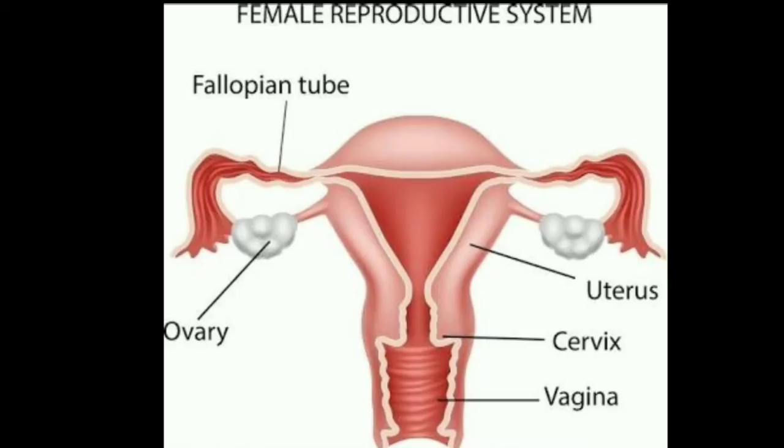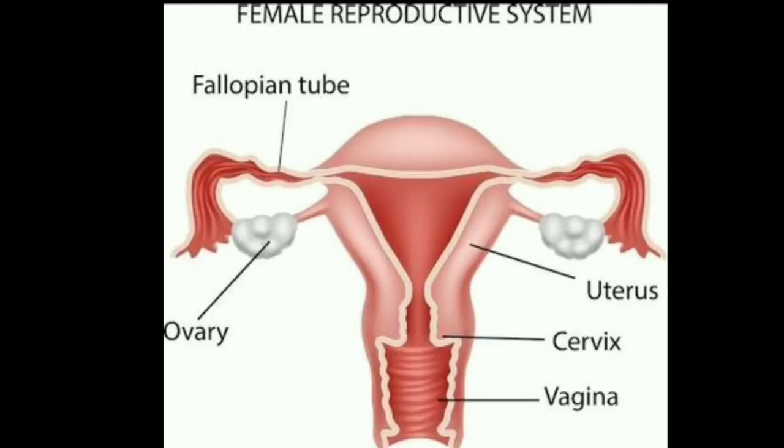The second part of the female reproductive system is the fallopian tubes. There are a pair of fallopian tubes. Each ovary gives rise to a fallopian tube which carries the egg or the ovum from the ovary to the uterus. The fertilization of the ovum or the egg also takes place inside the fallopian tube. That is, the sperm fuses with the egg inside the fallopian tube.